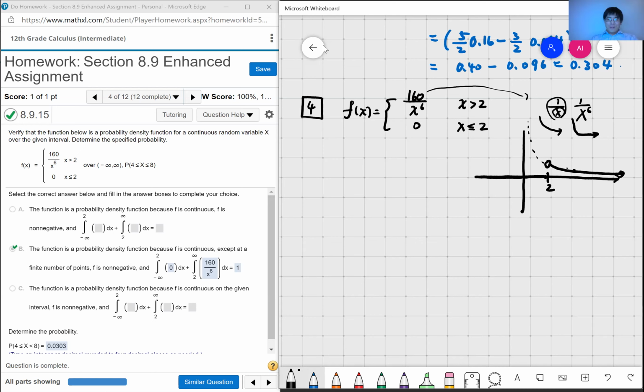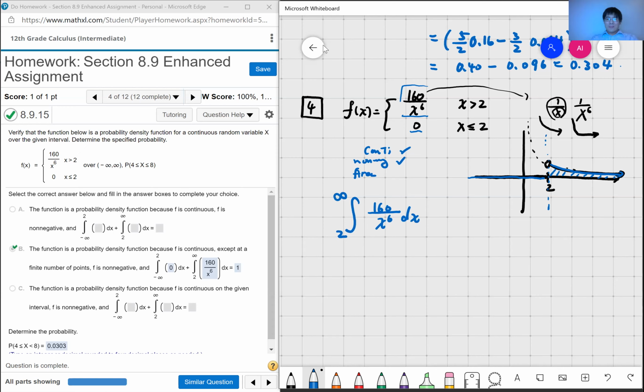Clearly, this function is continuous almost everywhere. It is continuous in this interval. There is a discontinuity at this point, but as long as it is continuous almost everywhere, except for a few points, that's fine because we can integrate this function. So continuity is no problem. The non-negative part is also no problem because this is non-negative and this is always positive. Now the hard part is you need to check that the area under the curve is equal to 1. So we need to find the area here, which is the integral of 160 over x to the power 6 for x greater than 2.